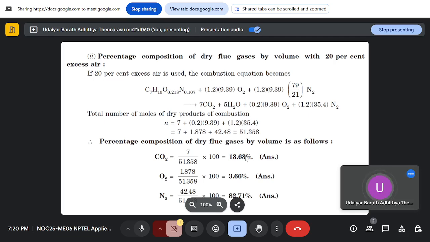So for CO2, you write moles of CO2 divided by total number of moles, which gives you 13.63%, and oxygen is 1.878 moles divided by total number of moles, which gives you 3.66%, and nitrogen gives you 82.71%.